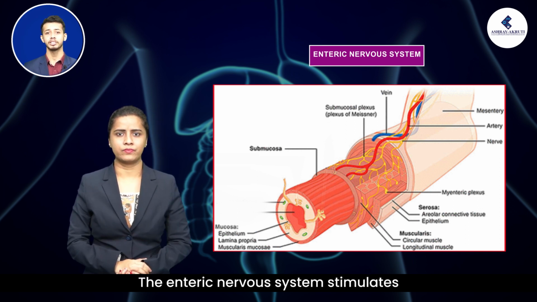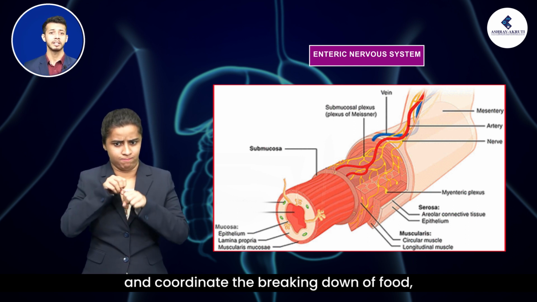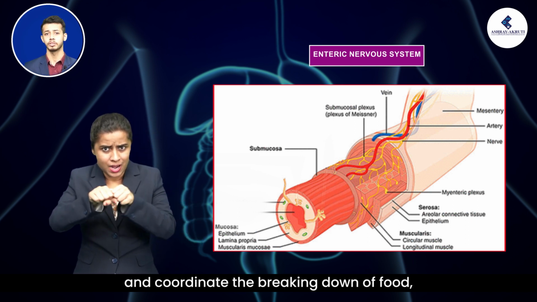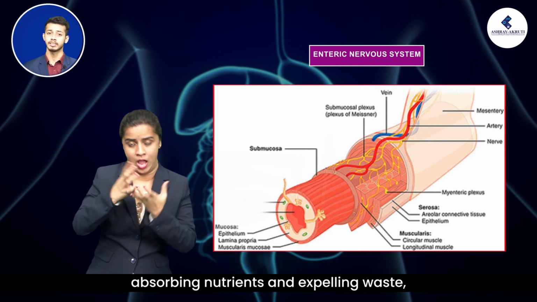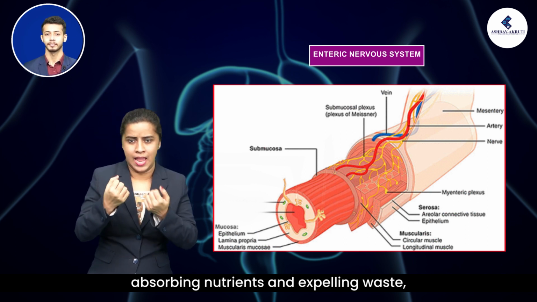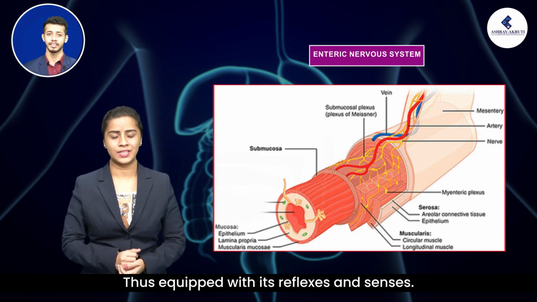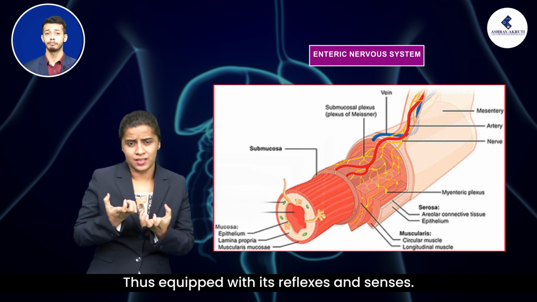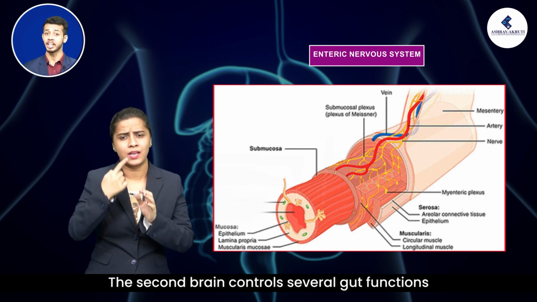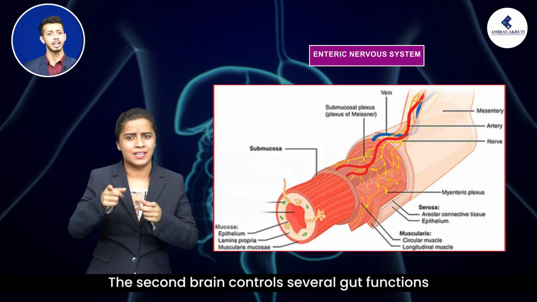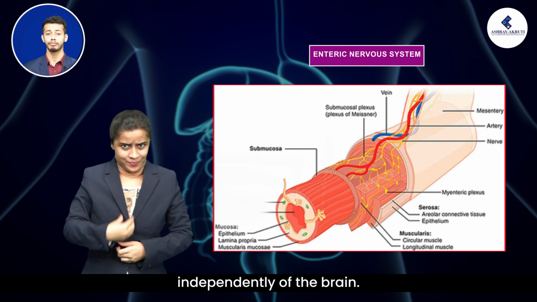The enteric nervous system stimulates and coordinates the breaking down of food, absorbing nutrients and expelling waste. Thus, equipped with its reflexes and senses, the second brain controls several gut functions independently of the brain.